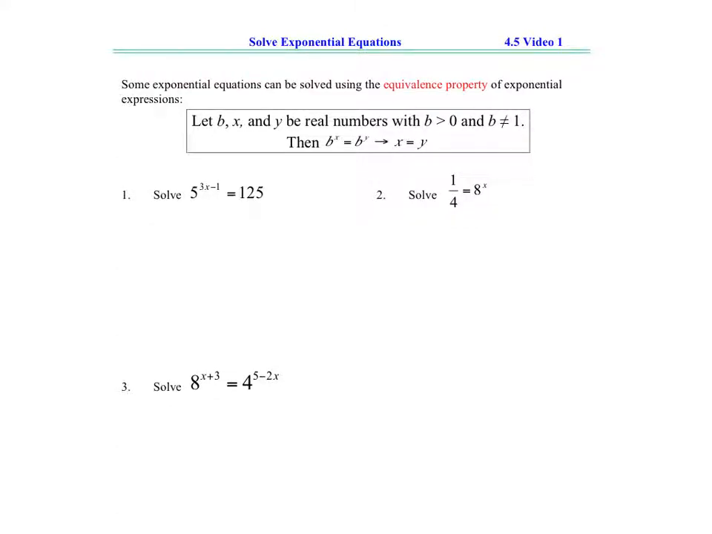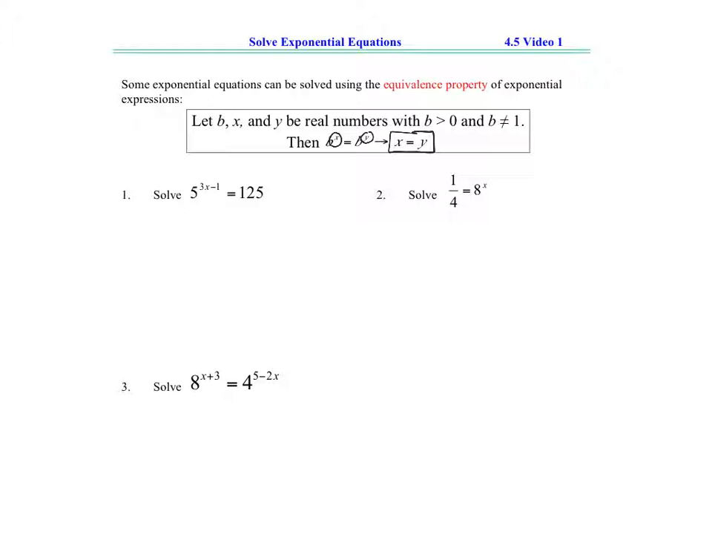In this video, I'm going to show you how to solve some exponential equations. The big idea is that if we have some number taken to a power and the same number taken to a different power, then the powers have to be the same. Otherwise, that equation can't be true. So we're going to use that property here.